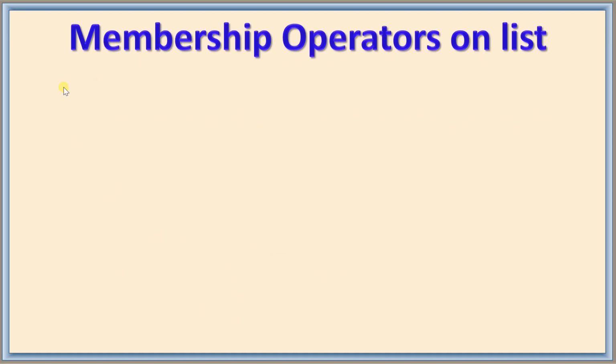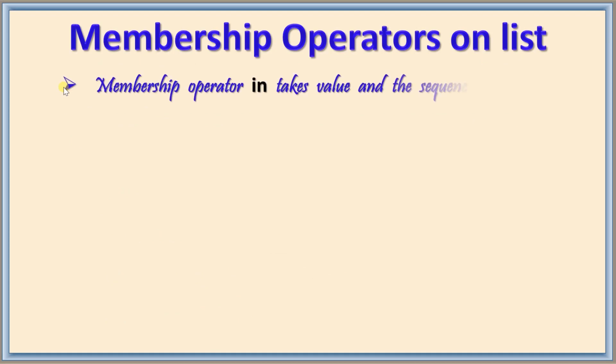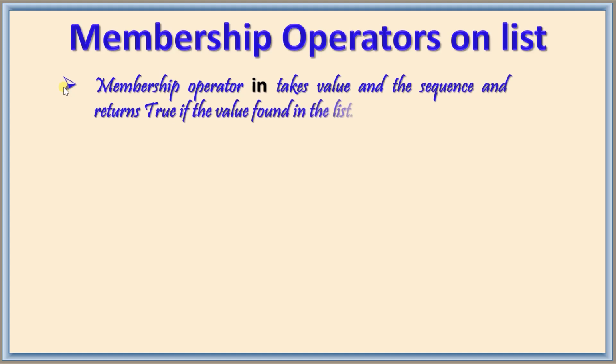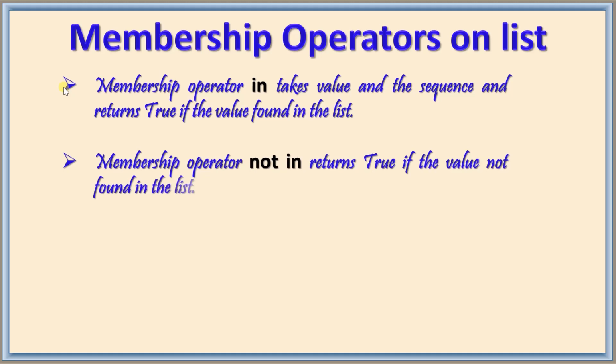Membership operators on lists. In takes a value and the sequence. If the value is available in the list, it will return true, otherwise false. In a similar way, not in checks whether it is not there. That means if it is not found in the list, it will return true, otherwise it will be false. For example, 5 in [1, 2, 3, 4, 5, 6], that is a list. So 5 is available there, and this will return true.